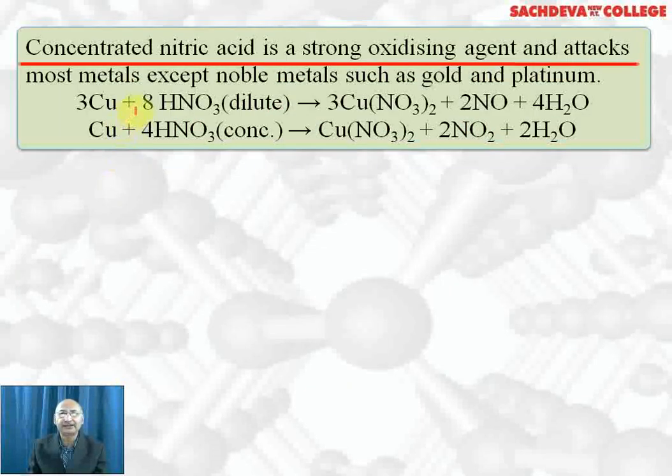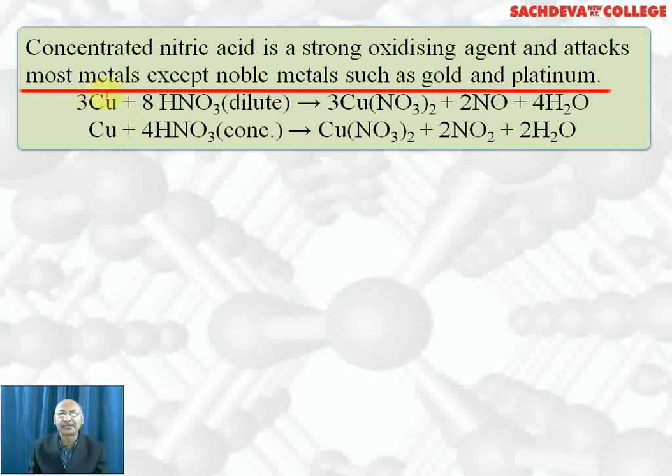Concentrated nitric acid is a strong oxidizing agent and attacks most of the metals except noble metals like gold and platinum. Copper reacts with dilute nitric acid to give copper nitrate, which is blue in color, plus nitrogen monoxide or nitric oxide, which is colorless, plus 4 water are formed.